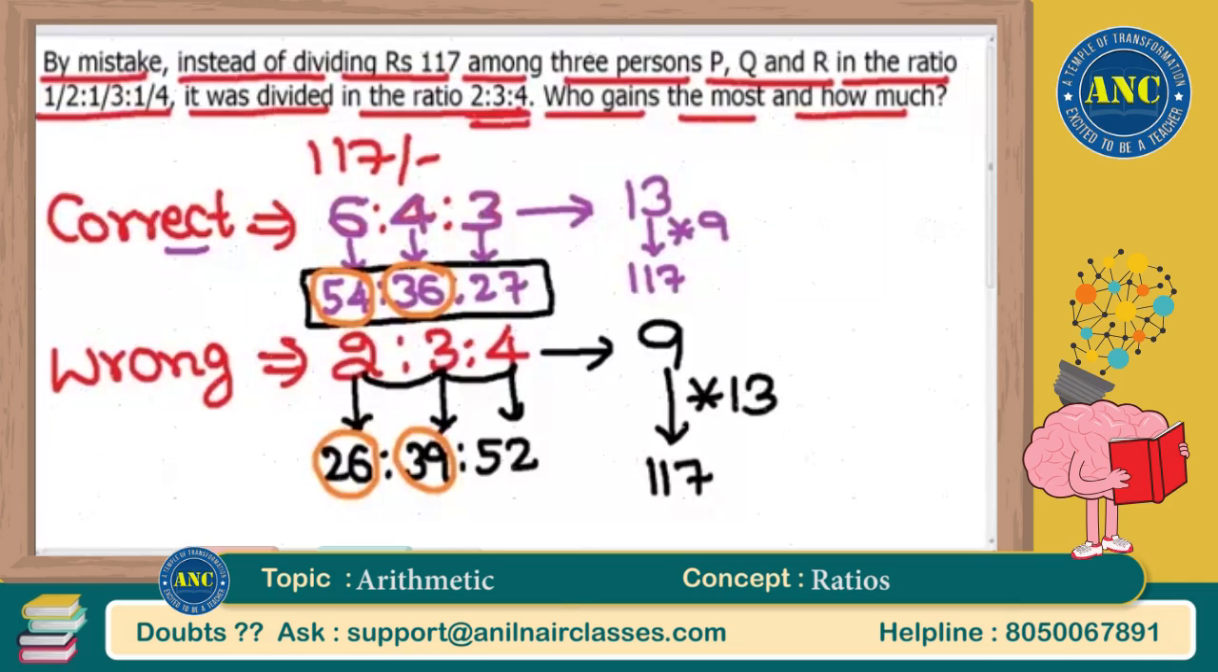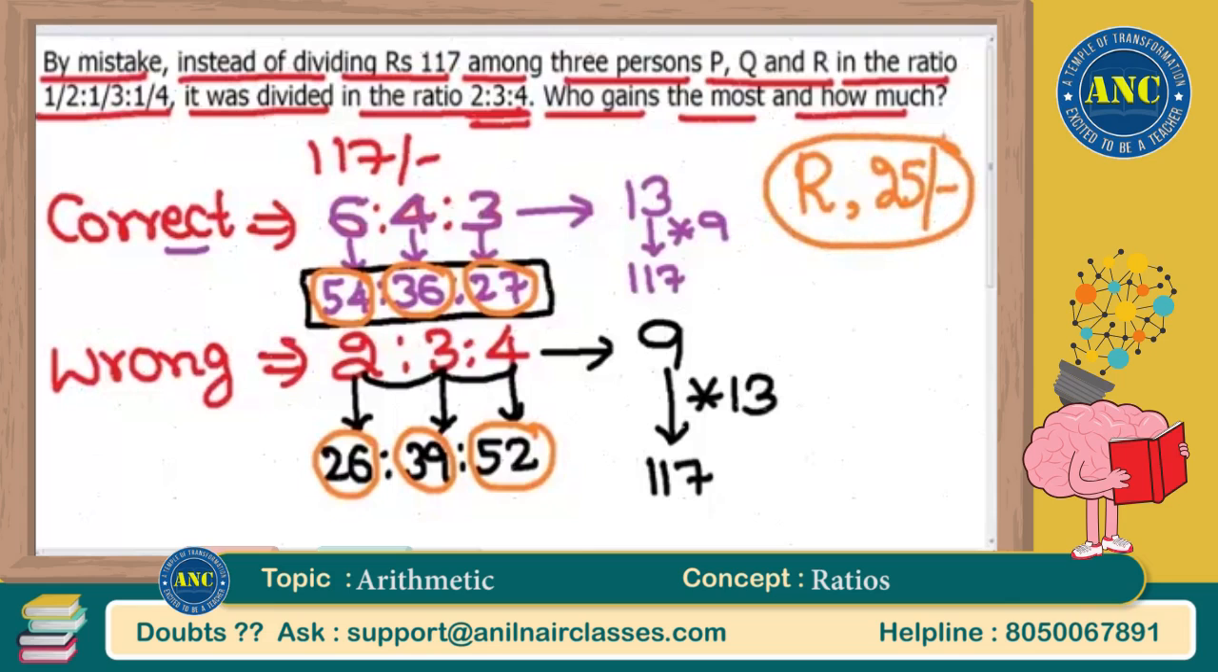How much he is gaining? 3 rupees he is gaining. R was supposed to get 27, but R got 52 rupees. Who is gaining the most? R is gaining the most. How much he is gaining? 27, 52. Difference is how much? 25 rupees. Answer is R, 25 rupees.